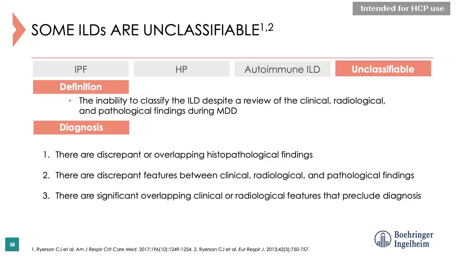Finally, we're going to talk about unclassifiable ILD. Again, these patients are those for whom a diagnosis can't be made after an exhaustive workup. We do recommend these patients be seen at a center of excellence just so that they can be put through the multidisciplinary discussion, which we'll talk about. And so the causes of somebody to be unclassifiable include discordant or overlapping histologic findings, discordant findings between the clinical, radiologic, or pathologic features, significant overlapping features that preclude a firm diagnosis.